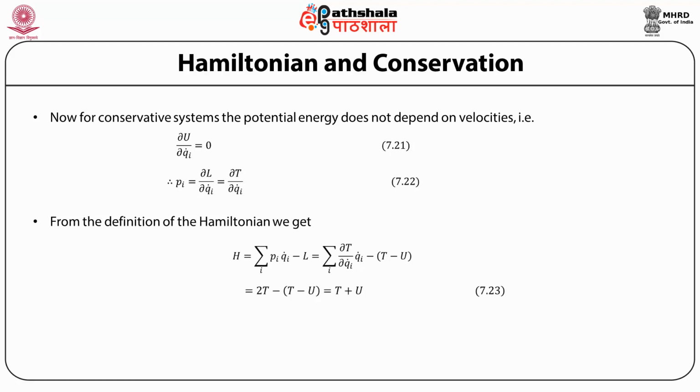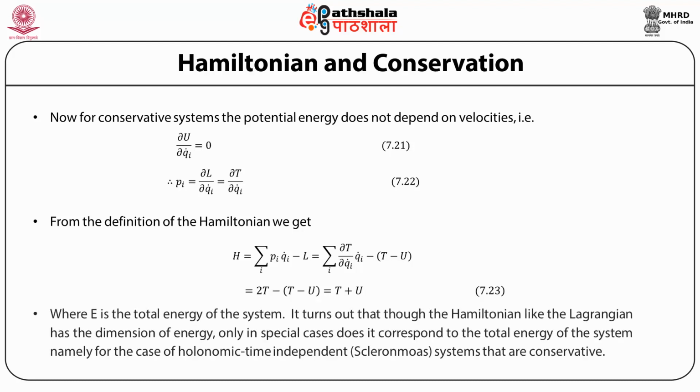So pi being dT by dqi dot. Substituting that and substituting for L, which is T minus U, the Hamiltonian is equal to 2 times the kinetic energy minus the Lagrangian, which is T minus U, and therefore the Hamiltonian reduces to T plus U, which is the total energy of the system. So it turns out that though the Hamiltonian, like the Lagrangian, has the dimension of energy, only in special cases does it correspond to the total energy of the system.